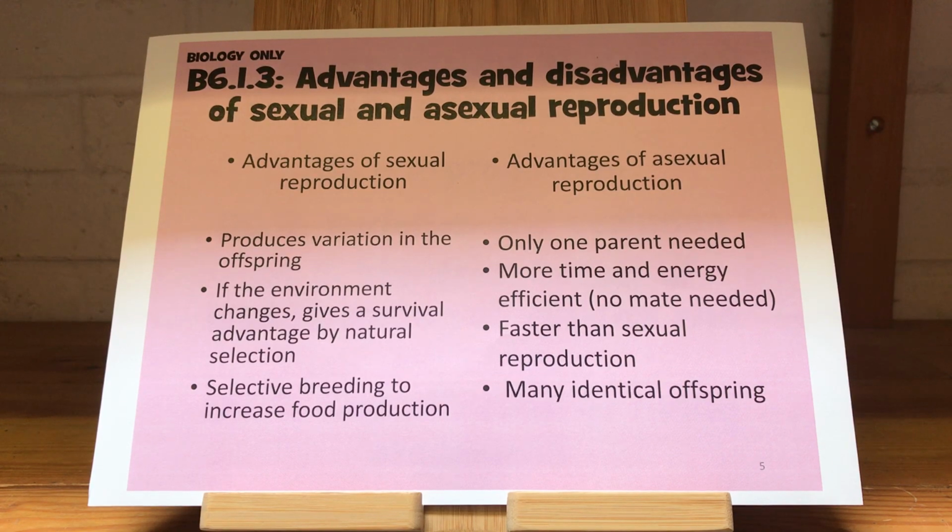Advantages of asexual reproduction is that because only one parent is needed, it's more time and energy efficient. So therefore it's faster, and you can get many identical offspring. So if you've got great features of an offspring, then you can get lots of them that all have those great features.